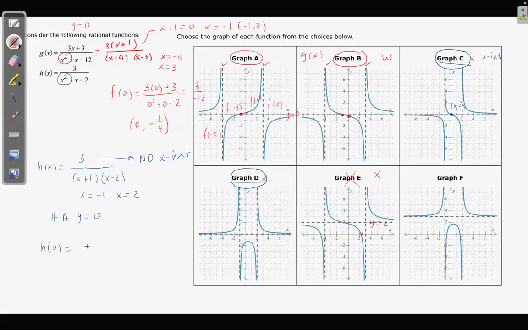I'm going to find the y-intercept, which is 3 divided by 0 squared minus 0. It's not going to make a difference, but let's fix that. 0 and then minus 2. We're going to end up with minus 3 halves. So the coordinate would be 0, minus 3 halves. And looks like that's the case. So graph D is in reality function h of x.